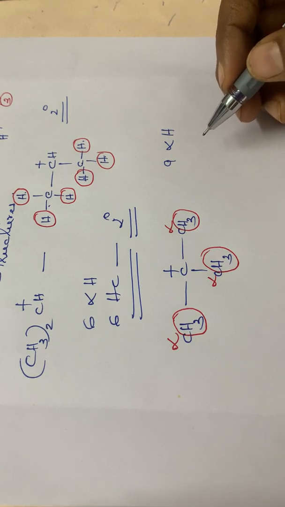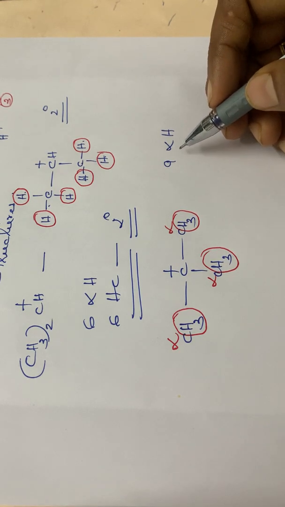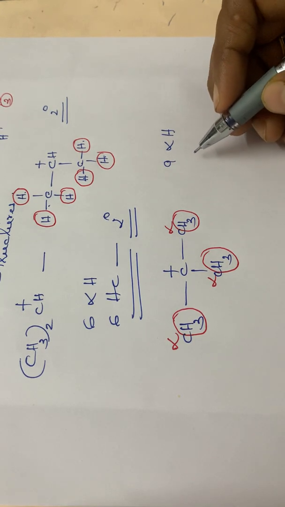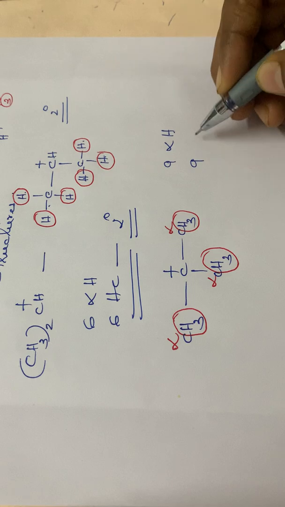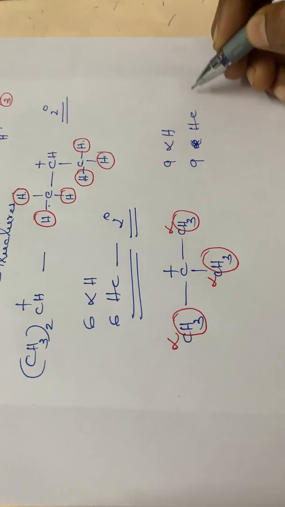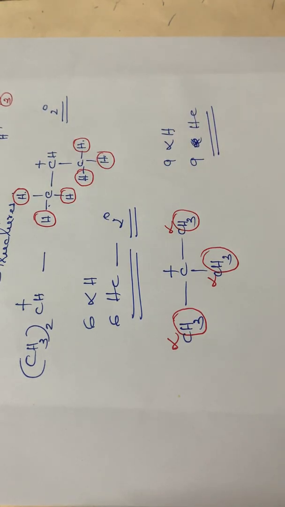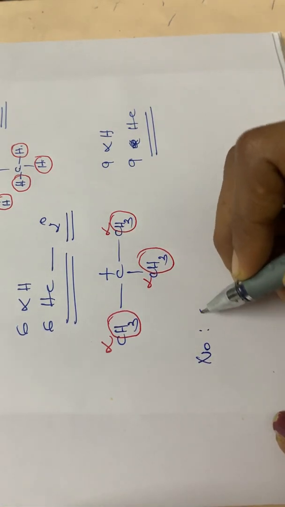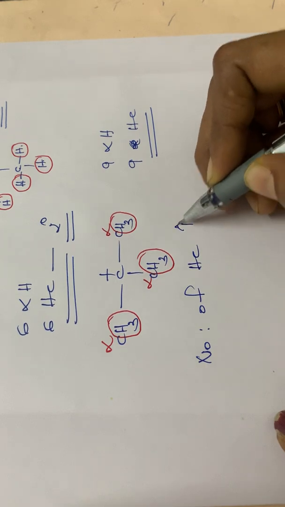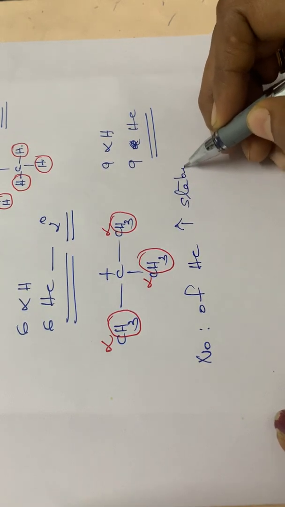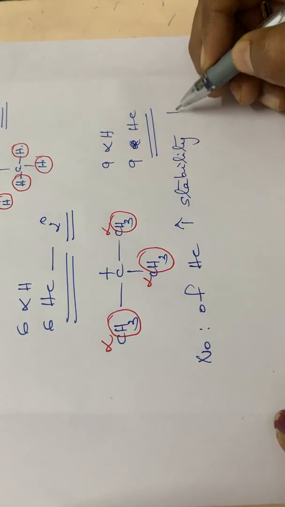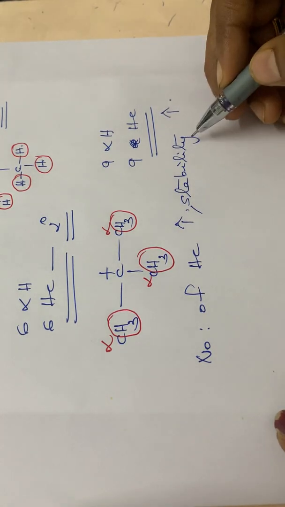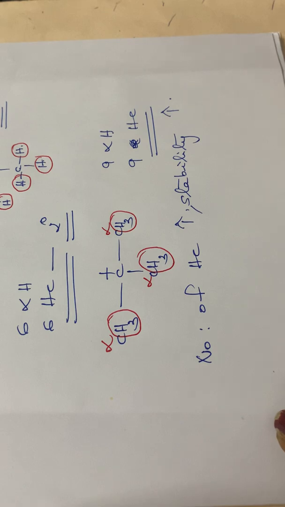We had discussed all these matters in your hyperconjugation, isn't it? I hope you are remembering all these things. Otherwise you can refer to the video also. Okay, so 9 alpha hydrogens. So again, how many hyperconjugative structures? 9 hyperconjugative structures are possible. And also we had studied that as the number of hyperconjugative structures increases, the stability of the carbocation will also increase, isn't it?